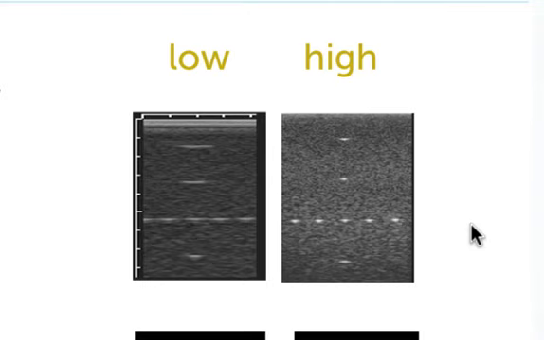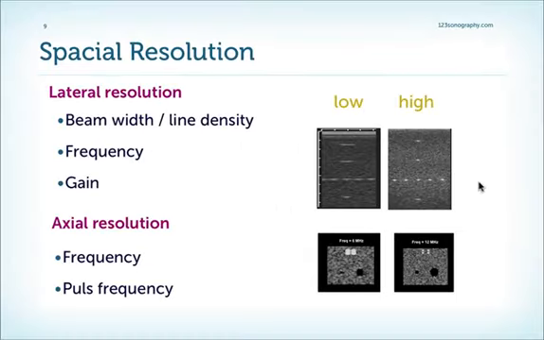But what determines lateral resolution? Well, basically it's the beam width and the line density. We'll talk about that later. The imaging frequency and also the gain settings.